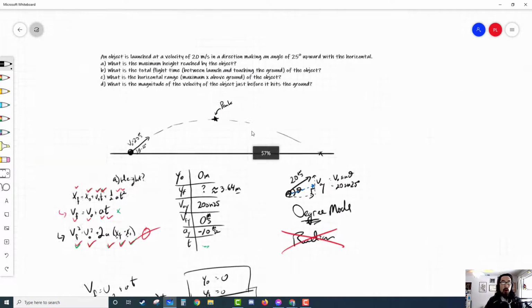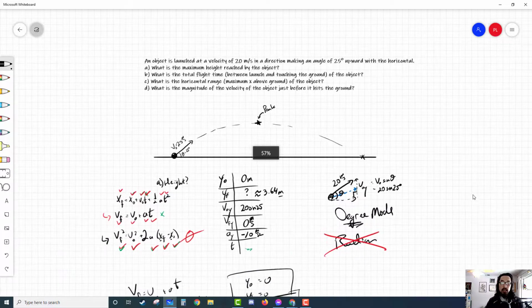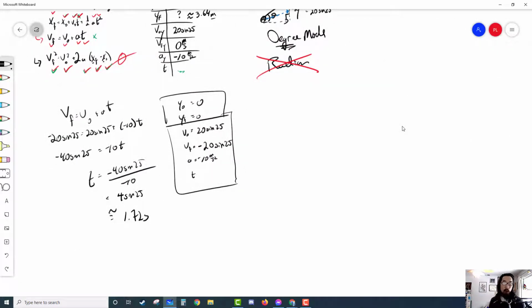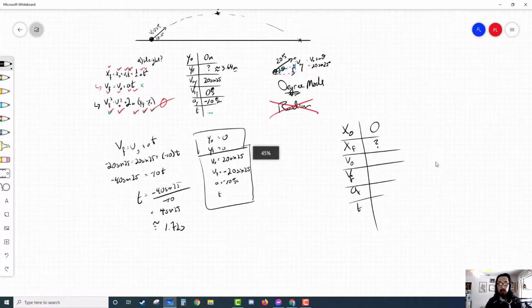All right. On a roll. C, what is the horizontal range, maximum x, of the object? Okay, now this is where things get cool. Up until now, we only used the y variables. Now we can use our x stuff. We're talking about range. So we have x0, we have xf, we have v0, we have vf, we have a sub x, and we have t. So we have all this, and because we have all that, we can fill it in. We know our initial position is 0. We know our final position is what we're looking for. That's our range, our initial velocity. All right, so we've got to think about this.